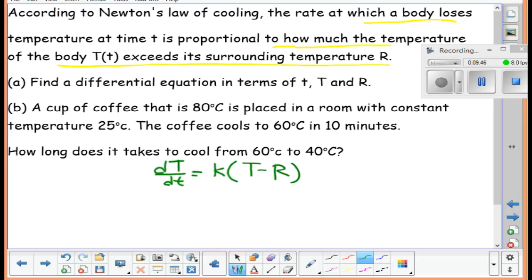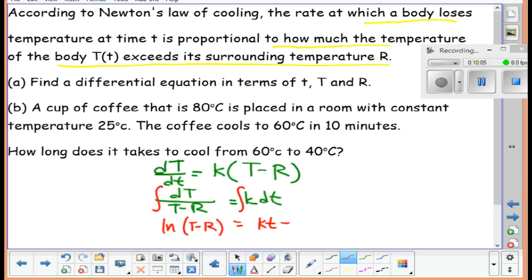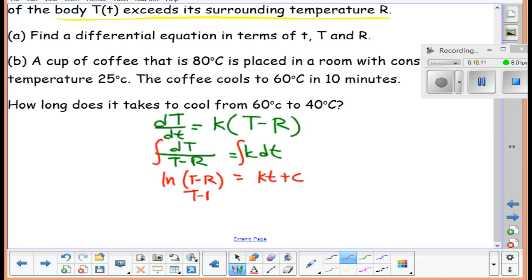So like this. Here again, you can see this is a separation of variables problem. And I integrate both sides. So here I'll get ln|T minus R| equal to kt plus C. And that is T minus R equal to e to the power of kt times e to the power of C. And I can let A be e to the power of C, so that becomes easier: A e to the power of kt.